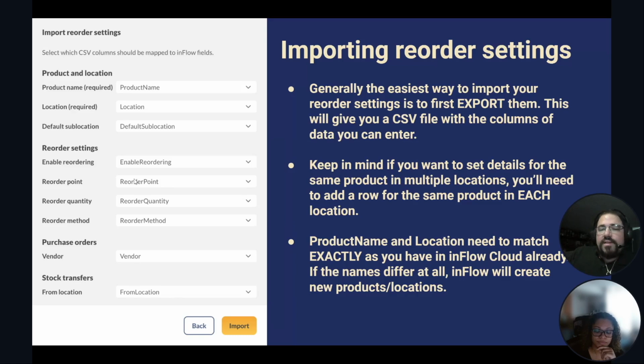If you do want to set different details for the same product, like different locations, you do need to have a separate row for each location. You can't do it all on one. And just keep in mind that the product name and location do need to match identically to what's in inFlow. So if there's any differences, like an extra space or an extra character, inFlow will think it's a different product and it'll create it rather than update the settings on it. So again, sometimes exporting can make that a little bit easier.